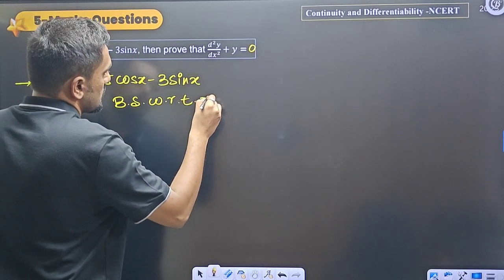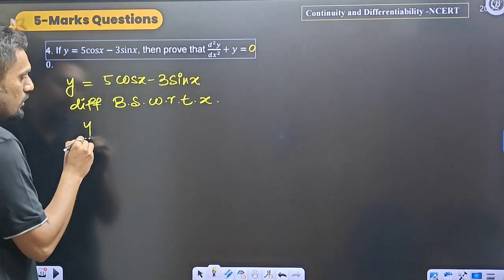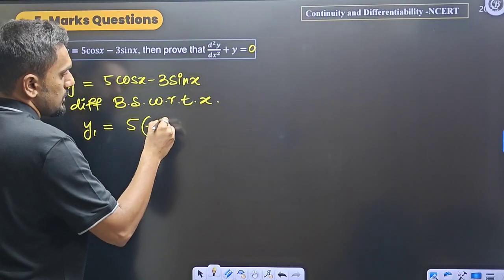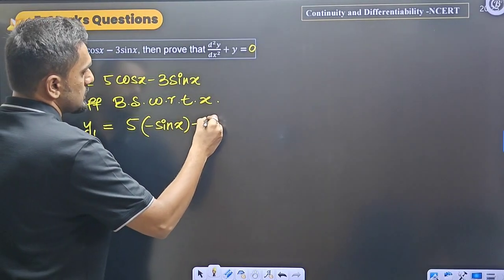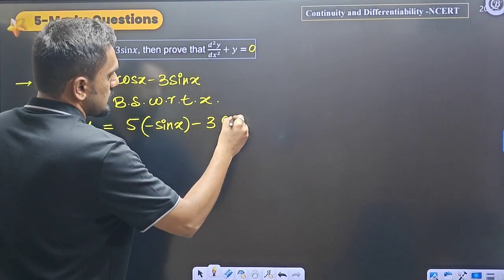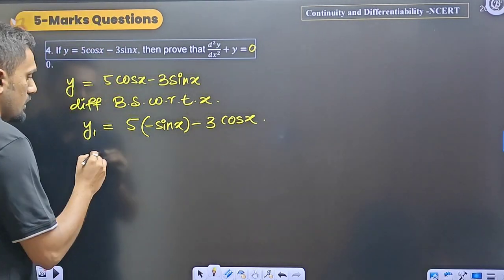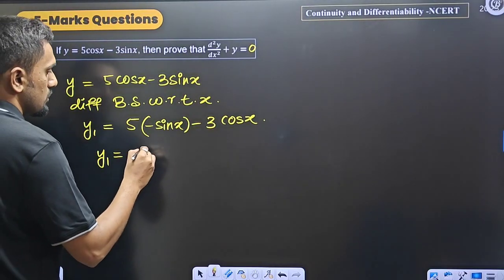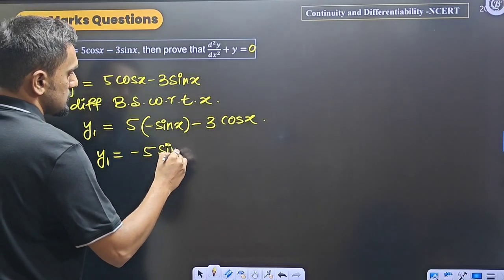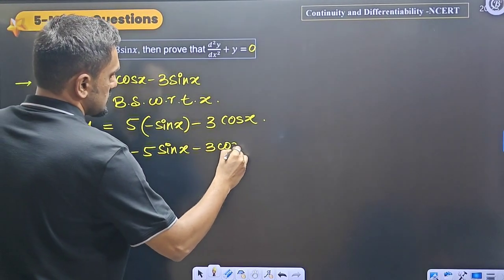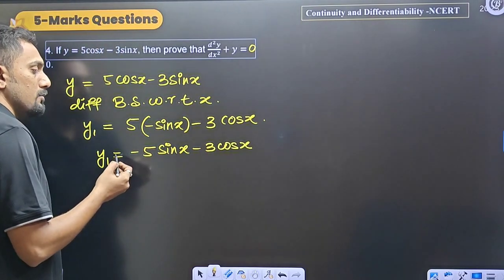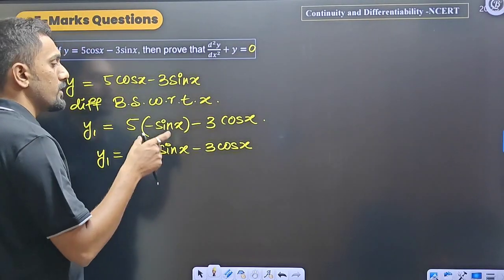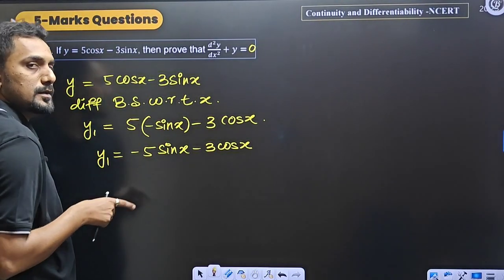Okay, so differentiating both sides with respect to x, then it becomes y1 is equals to 5 as it is, derivative of cos x is minus sin x, minus 3 as it is, derivative of sin x is cos x. Okay, so what I will do is I will rewrite the equation. Y1 is equals to minus 5 sin x minus 3 cos x. ಇದನ್ನ ಮತ್ತೊಂದ್ಸಲಿ ಬರೆಯೋ ಅವಶ್ಯಕತೆ ಇಲ್ಲ. If you are strong enough, then you can write this step here itself.